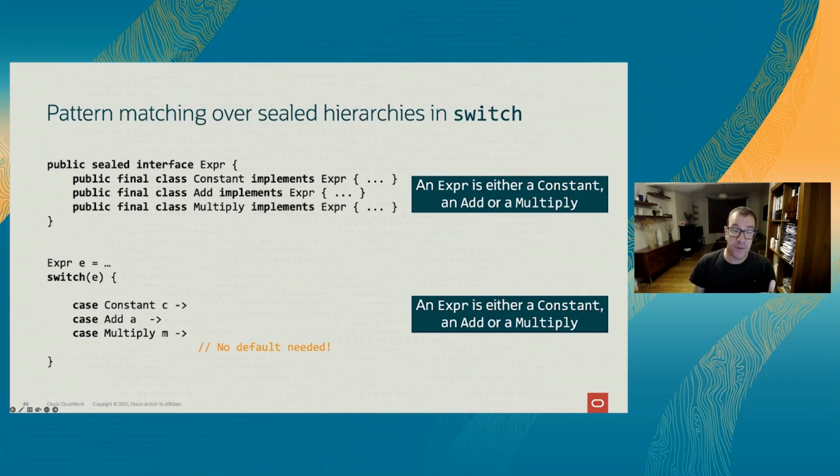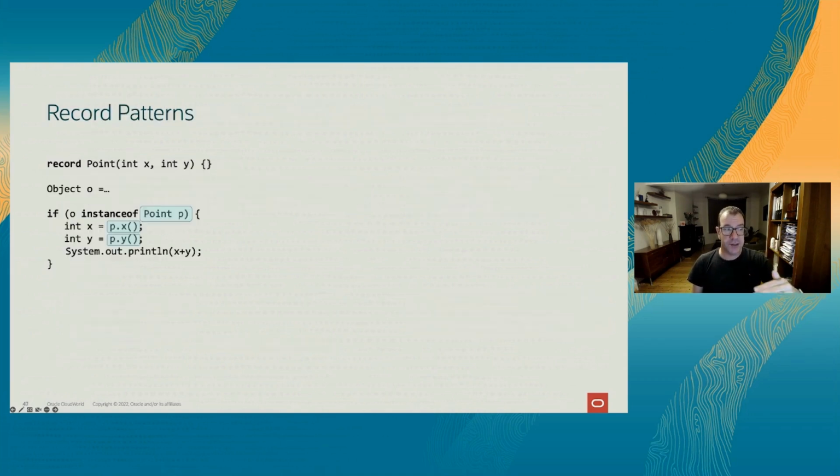We don't even need a default. In fact, the compiler will check this for us. If we forgot one of these three, we'll actually get a compile time error from the compiler. This is a very beautiful feature where the explicit structure of our hierarchy, an expr is either a constant, an add, or a multiply, is reflected precisely in our switch expressions. Switching over an expr is either a constant, an add, or a multiply.